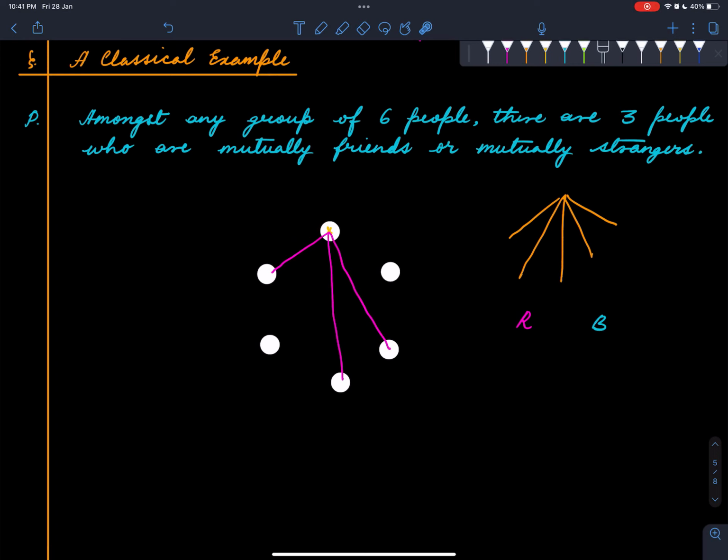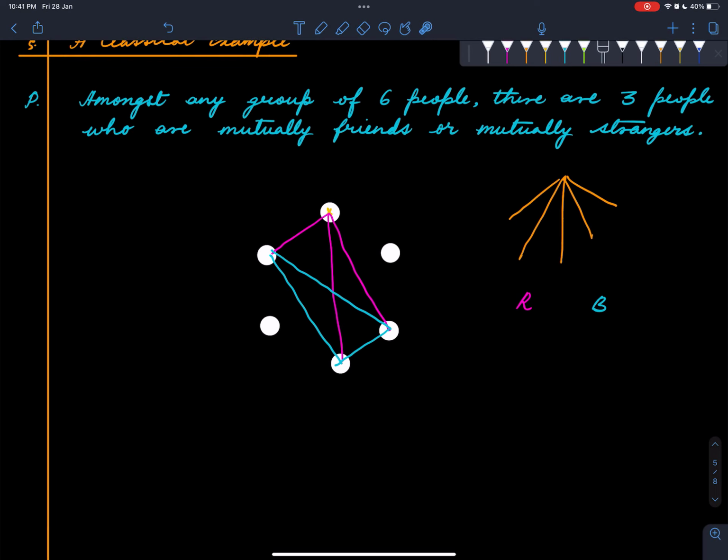The adverse case is that this edge is blue, this edge is also blue, and this edge is also blue, because in any other case we are done. But now we are forced to have a blue triangle. So, no matter what we do, there must be a monochromatic triangle, meaning a triangle whose all three edges have the same color. And that is precisely what it means to have three people which are mutually friends or strangers, because that's how the colors were capturing the relationships. So this is a very, very famous example of the application of pigeonhole principle. And I hope you enjoyed this lecture.